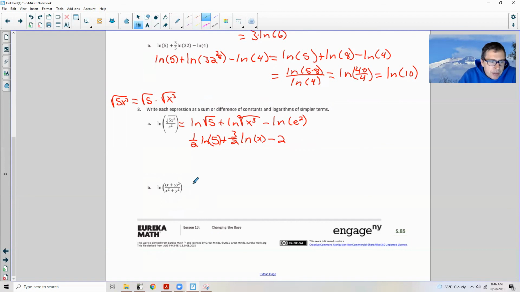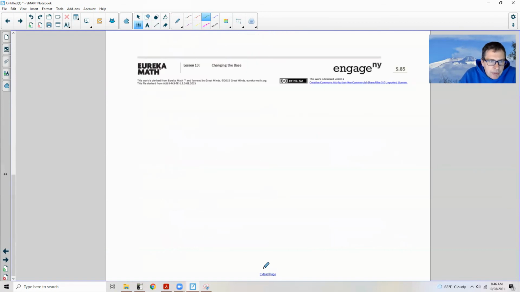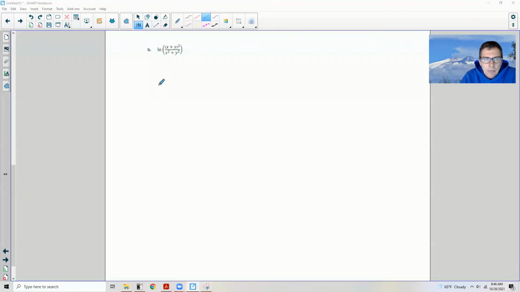So now we have the natural log of x here. Let me extend the page so I'm not way down here, and let me get rid of this. So let me pause the video. Okay, so here we go. The natural log of the quantity x plus y quantity squared divided by x squared plus y squared is going to equal the natural log of our numerator minus, the division means minus, the natural log of our denominator.